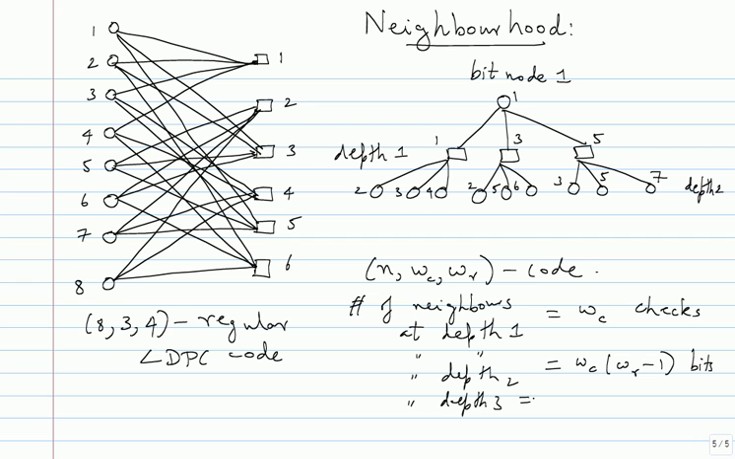Including repetitions. Forget about repetitions, I don't care about them for now. What will it be? WC times WR minus 1 times WC minus 1. Do you agree? Or is it only WC again? Remember, each of these nodes is already connected to one check node. You'll have to only do R minus 1 always. Is that clear?